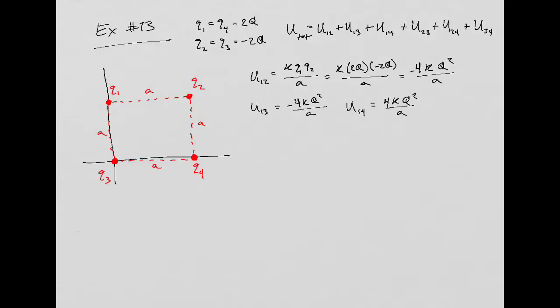All right, halfway there. Let's do U23. So 23, we have Q2 is minus 2Q, and so is Q3, so we get a positive again, 4KQ squared all over A. U24, those have opposite signs on the charges. Q2 is negative, Q4 is positive, so U24 is going to come in with a minus 4KQ squared all over A. And the last one, U34, same thing, minus 4KQ squared all over A.